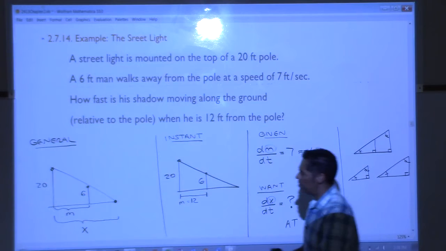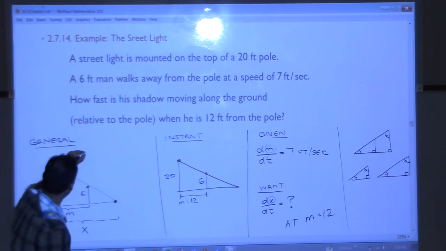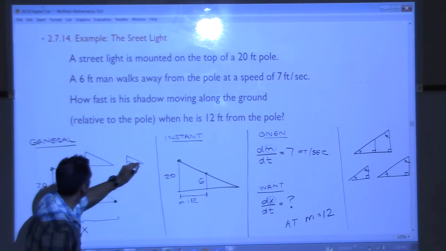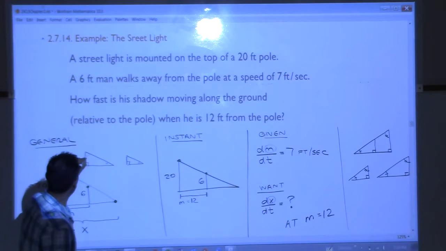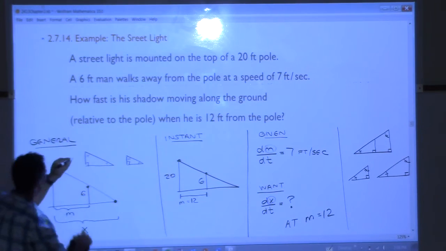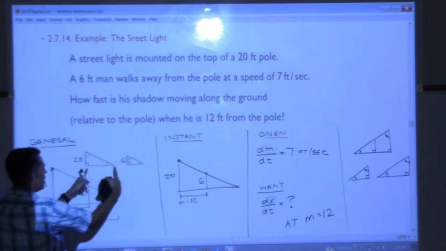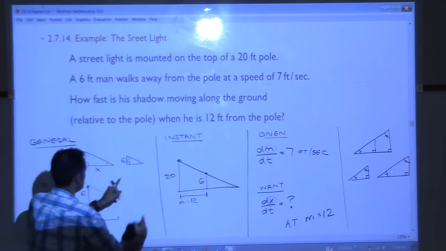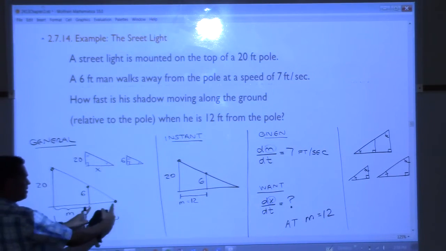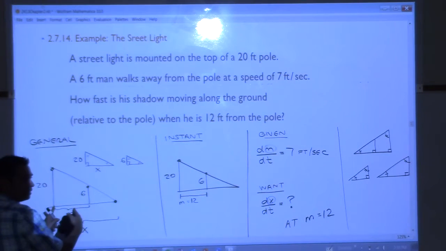So let's take a look and see what kind of triangle we have. We can't look here, we have to look here. We have a small triangle and a big one. Here's the big one, here's the small one. Right angle, right angle. They both have the same angles here, so they're similar. What can you tell me about that side? 20. What can you tell me about this side? 6. What's this distance from here to here? x. What's this distance from here to here? It's not m and it's not x, it's x take away m.